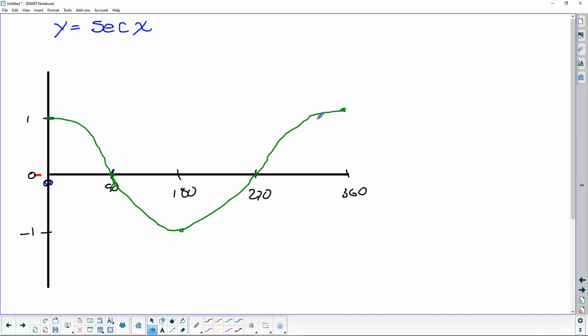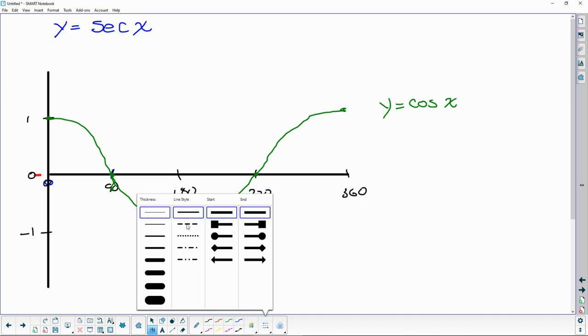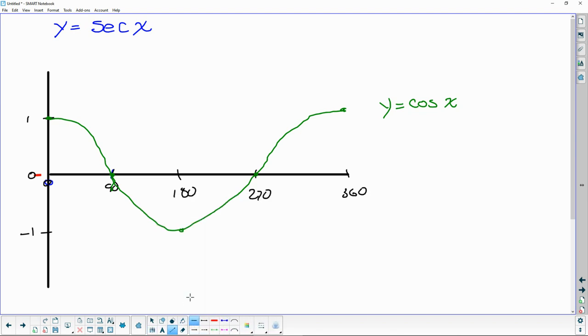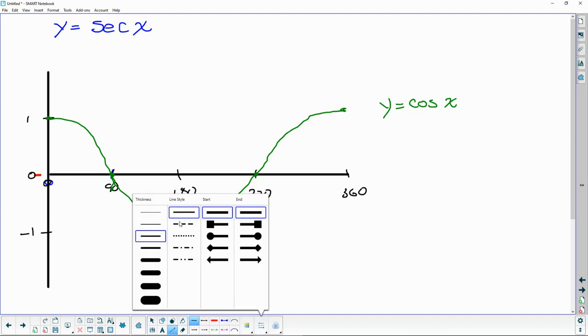Okay, that's our y equals cosine graph. Now if we follow the same rule, we put our asymptotes in where it touches the x-axis. That's 90 and 270. So we just do a straight line here.